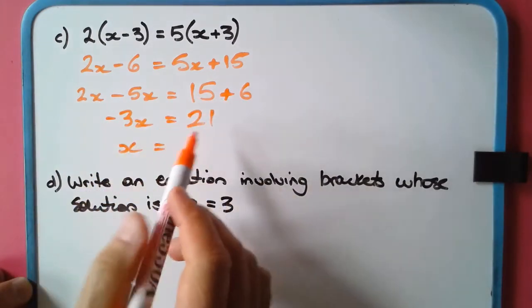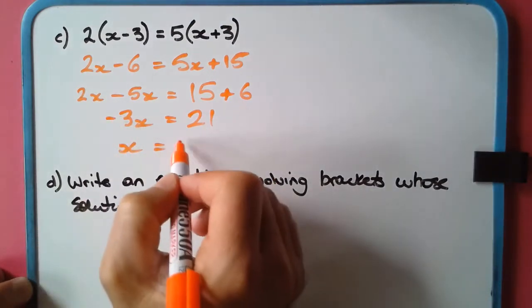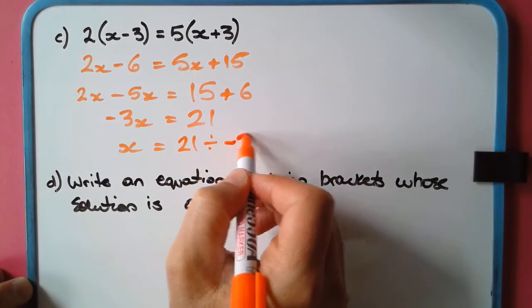Now we're going to divide. We're going to take this negative 3, which is multiplying the x. We're going to move it over. It's going to become a division. 21 divided by negative 3.